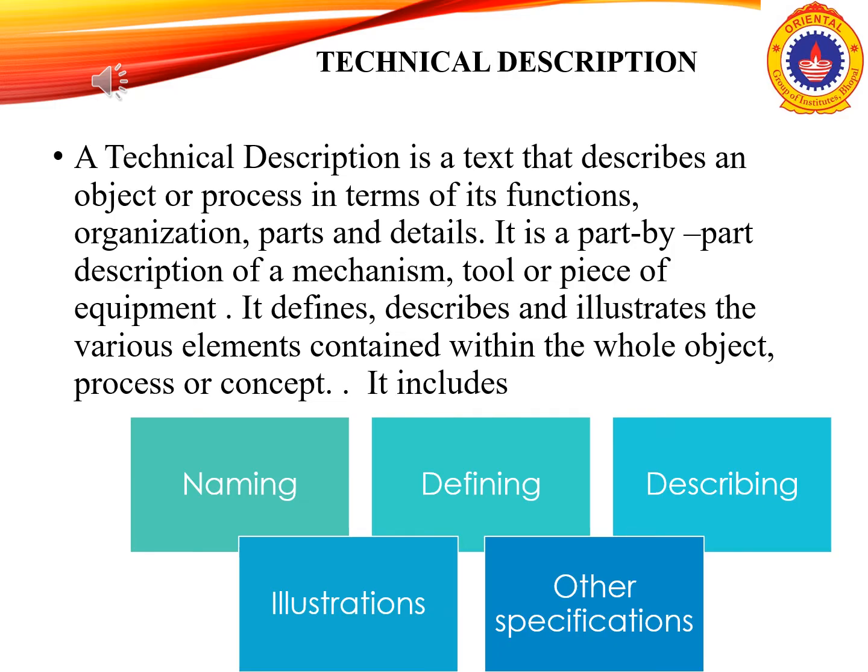Whatever things you can explain, you have to make that in a very clear manner to the audience. Okay, you have to draw a labelled diagram also, so the things become clear to the person who is studying that. Okay, so remember, all the process, the functioning, the basic concepts have to be clear in your technical description, and it includes naming, defining, describing, illustrations or any other specifications.